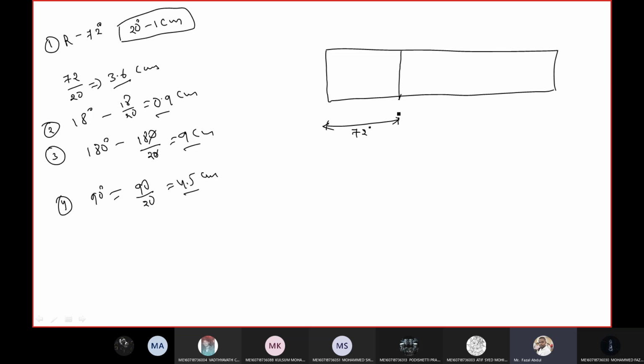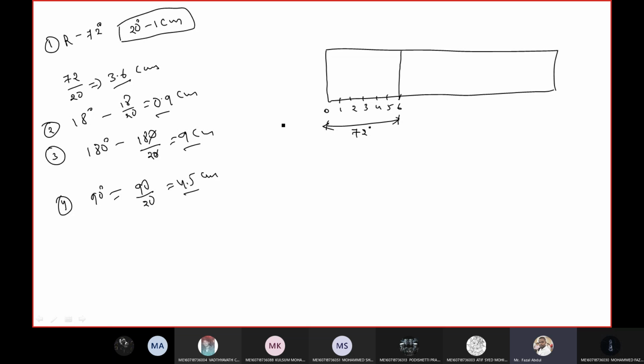Don't show on the displacement diagram like 3.6 centimeter, 9 centimeter, 4 centimeter. Don't show the linear dimensions. Show with the angular dimensions. Okay, 72 degrees. Now divide this into 6 equal parts. 1, 2, 3, 4, 5. Then give the names 0, 1, 2, 3, 4, 5, 6.